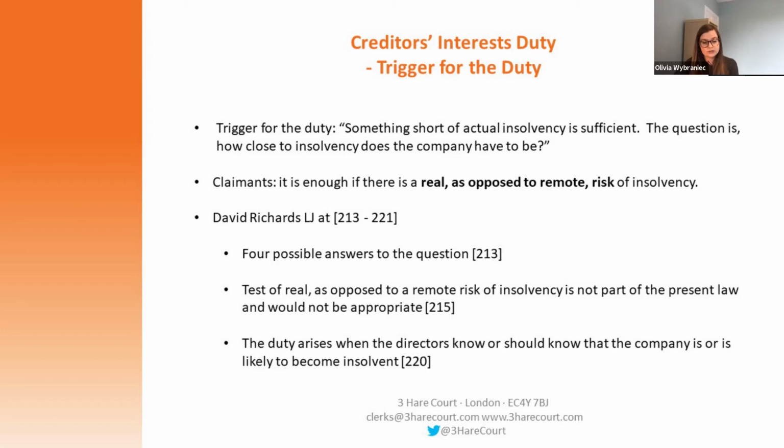In his judgment, Lord Justice Richards undertook a quite painstaking analysis of the authorities and identified 4 possible trigger points. These were actual insolvency, when the company is on the verge of insolvency, when the company is likely to become insolvent, or, as advanced by the claimants, where there is a real risk of insolvency. The claimant's contention that the trigger should be the real as opposed to remote risk of insolvency was rejected by Lord Justice Richards as being contrary to policy considerations and contrary to other parts of the Companies Act, in particular as discouraging directors from taking risks.